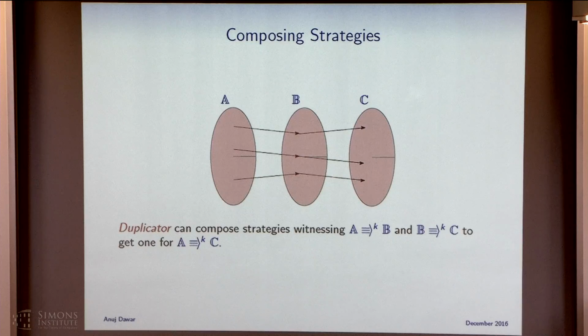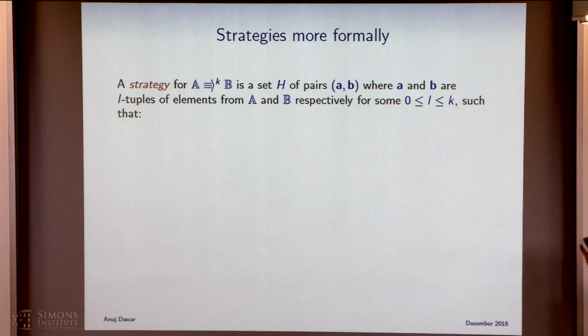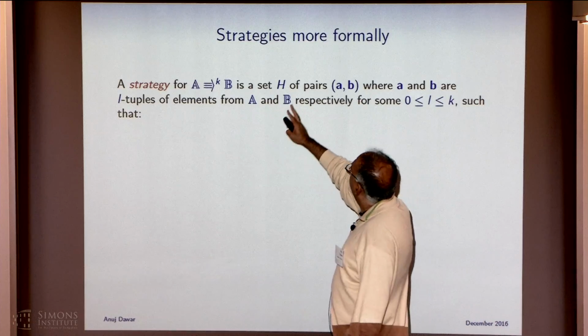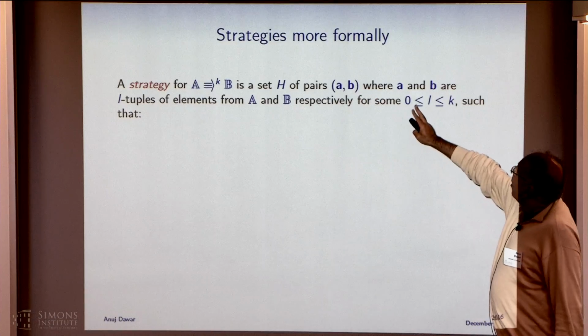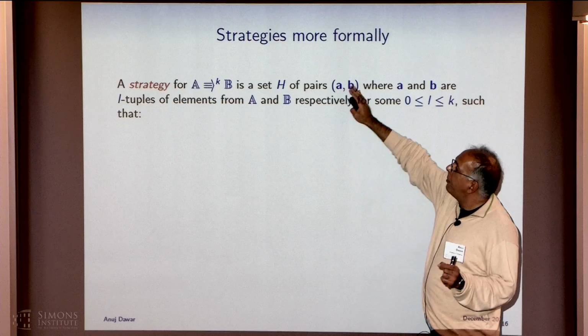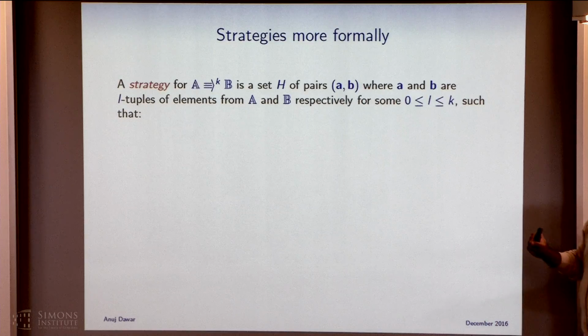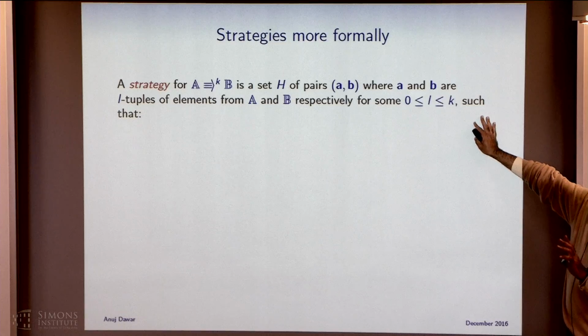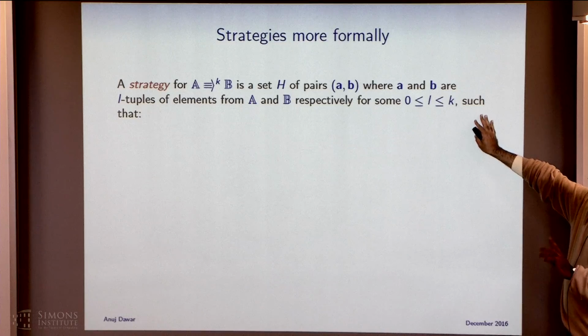Formalizing it, it's not too difficult, but I'm just going to try and do this a bit carefully. So I'm going to define a strategy for this game as a set of pairs. Think of these pairs as possible positions in the game. So they are L-tuples of elements for some value of L between 0 and k. Okay, the value of L varies from tuple to tuple, right?